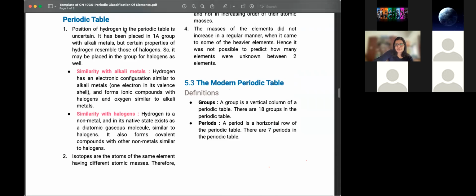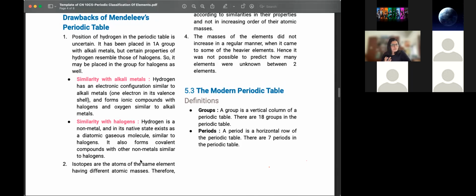Like first is the position of hydrogen, because hydrogen behaved like a metal, with one valence electron, but it had similarities with non-metals also, being H2 gas, forming covalent bonds. So it was a debate whether to keep hydrogen with metals or with halogens. Others are related to atomic mass only. So one point being isotopes.